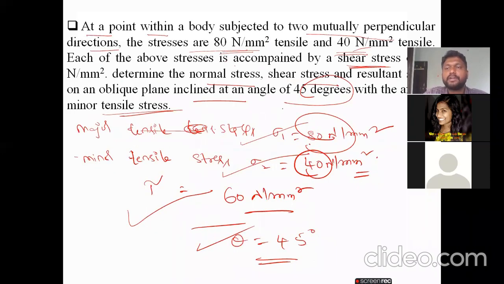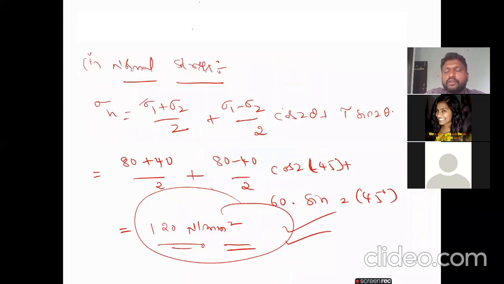Yeah, so this is the problem they will ask you in the examination. Sigma 1 and sigma 2 are the major tensile stress and minor tensile stress, and tau, the shear stress, is also given as 60 Newton per mm square, and theta is 45 degrees. From this we have to calculate the normal stress. The first normal stress formula is (sigma 1 plus sigma 2) by 2 plus (sigma 1 minus sigma 2) by 2 cos 2 theta plus tau into sine 2 theta.